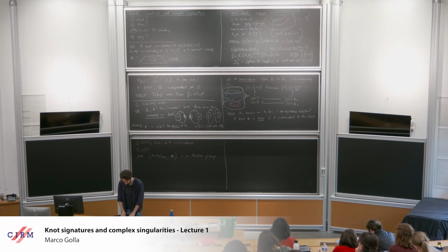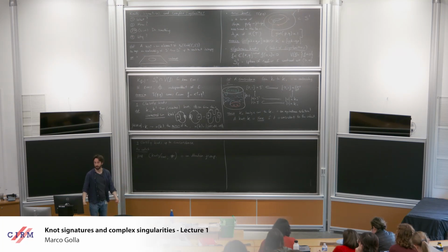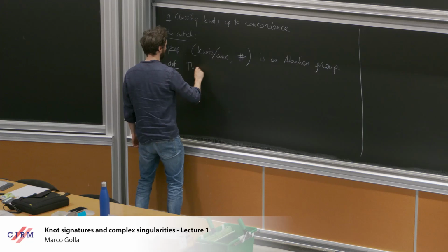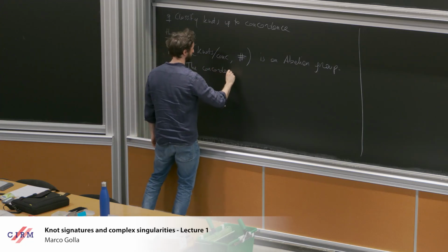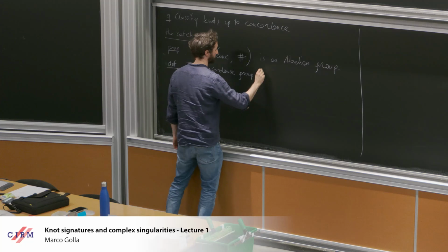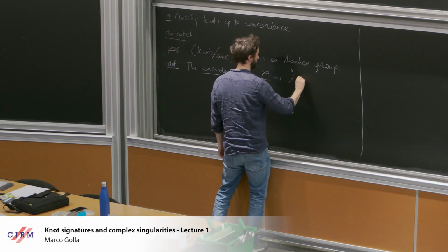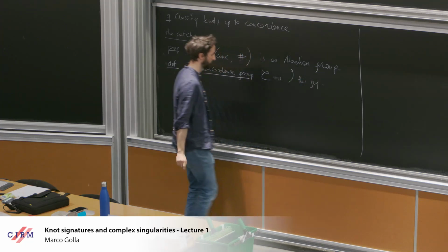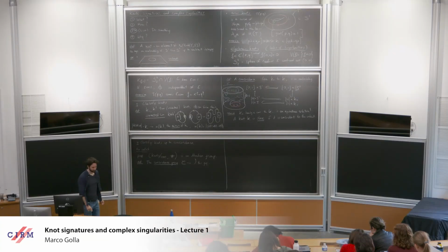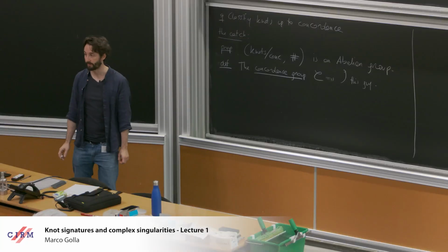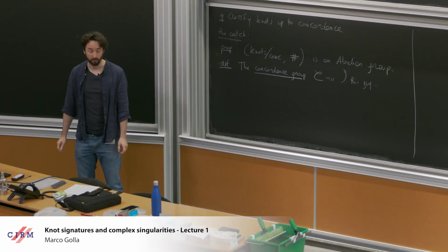Great. So I guess you all agree that having a group structure on an object is good because it helps you classify things, especially if it's an abelian group. And this is worthy of a definition, so the concordance group C is just this group. And if you want to have a group, you better have an inverse.